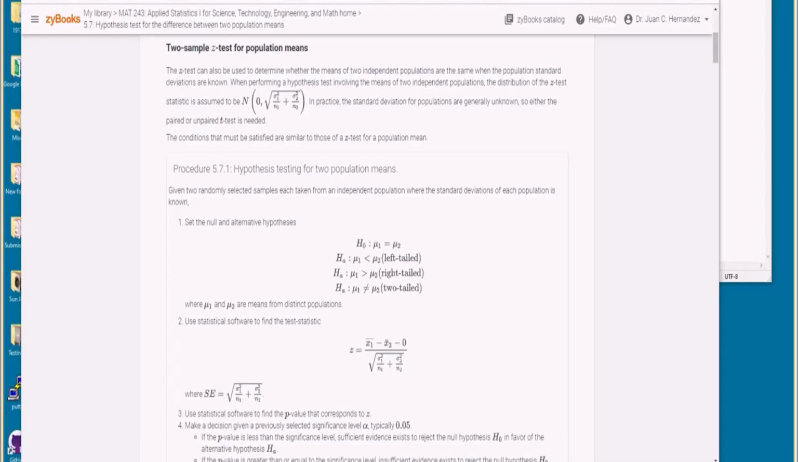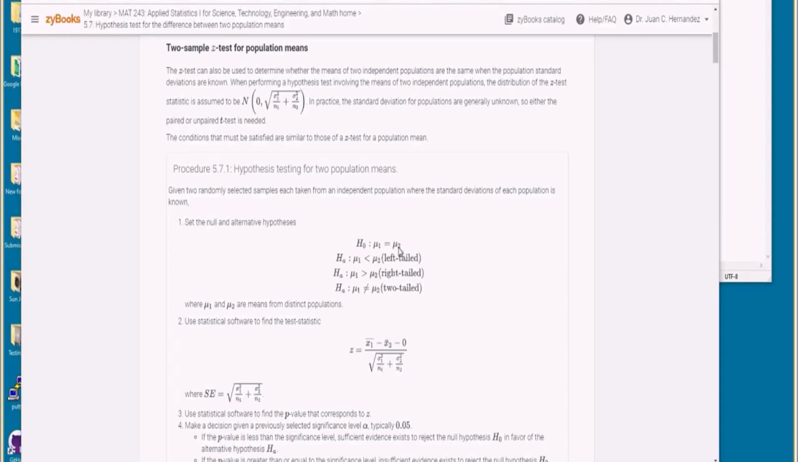So let's start off with two sample z-test for population means. So recall we use the z-test when we know the population standard deviation. So this is the case where we know population standard deviation for the first population and the second population. And the hypothesis test will start off with the null and alternative hypotheses. The null is always one where we include the equal sign. So we will say that the mean for the first population equals mean for the second population.